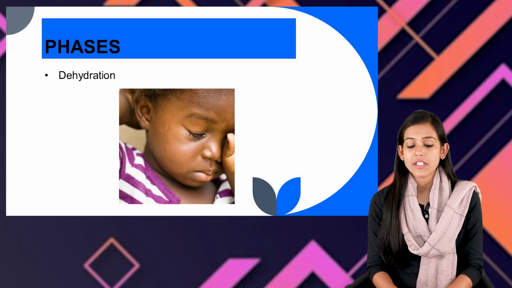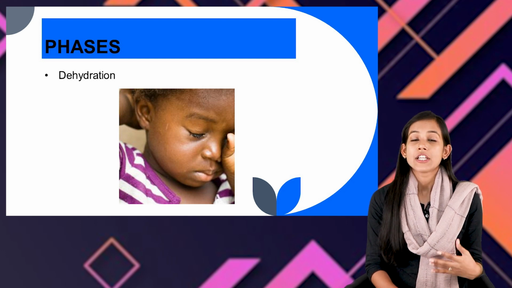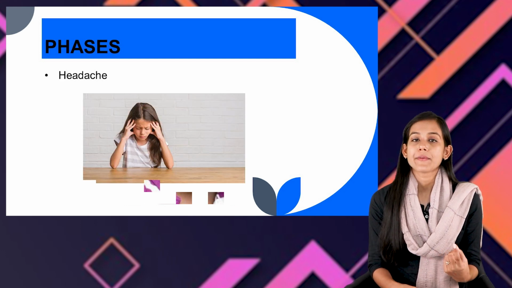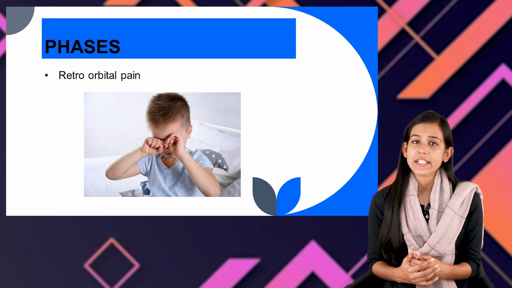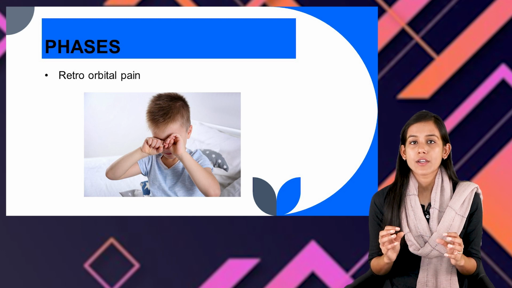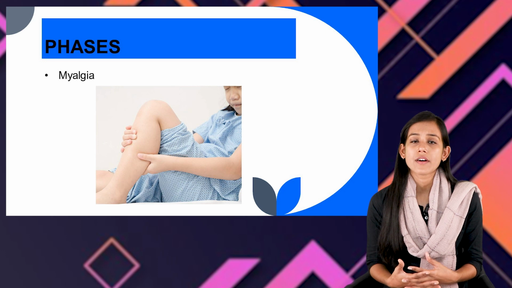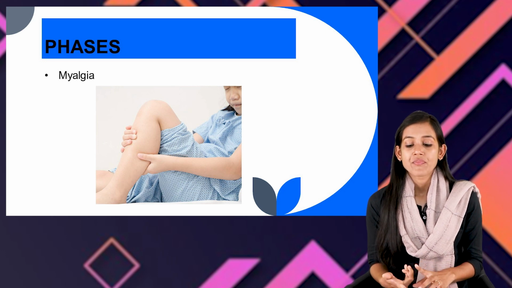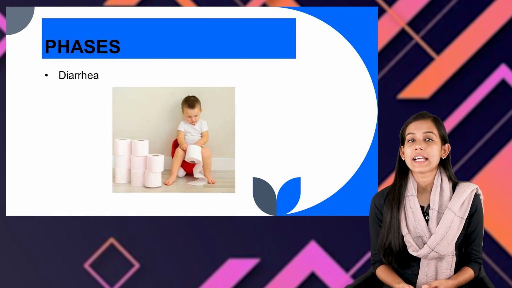Well, apart from fever, the child will also have dehydration. It can also cause neurological disturbances, and there will be headache, also retroorbital pain. So retroorbital pain is a very common sign of dengue. Also there might be myalgia, arthralgias, or sometimes nausea, vomiting, diarrhea, and abdominal pain. Now, all these signs and symptoms actually depend upon the severity of the disease, right?